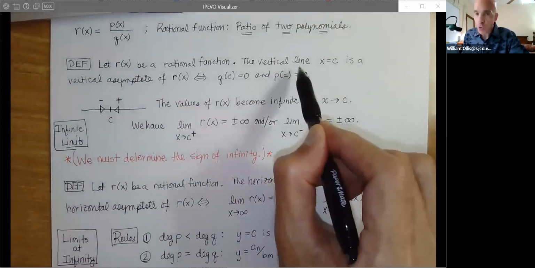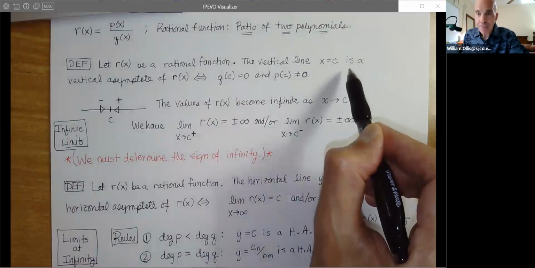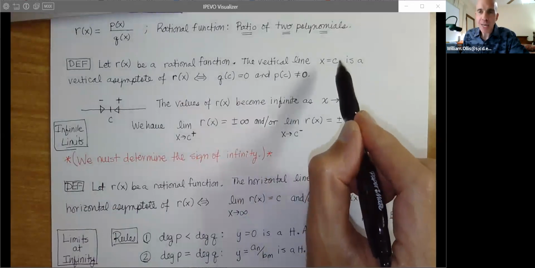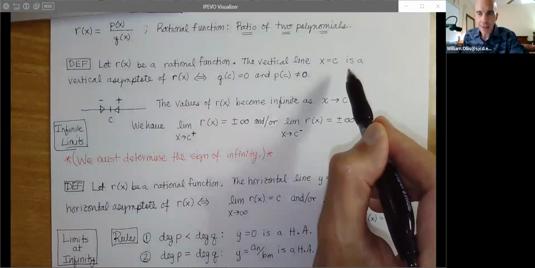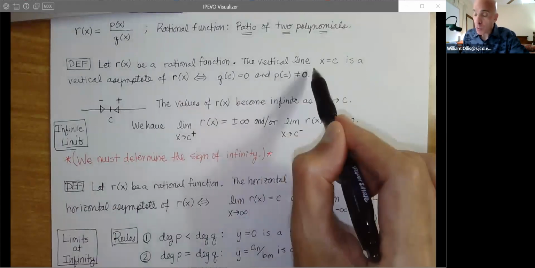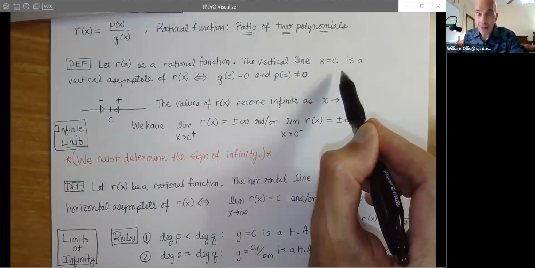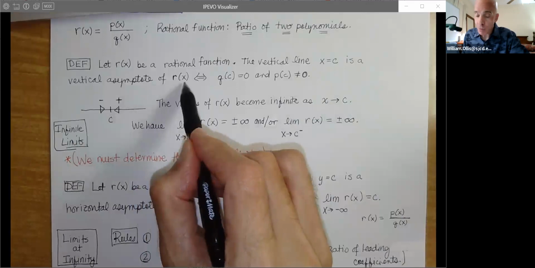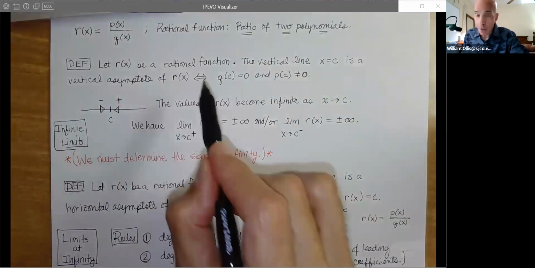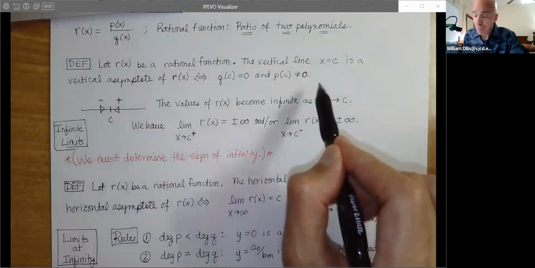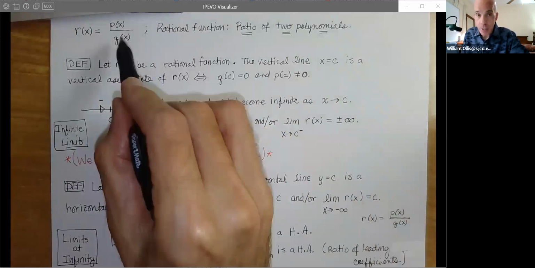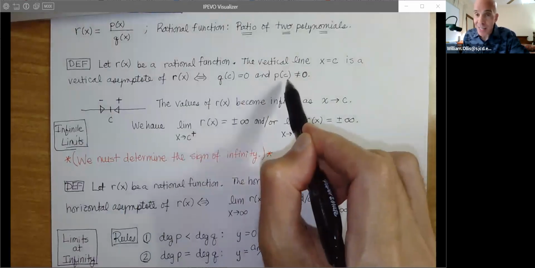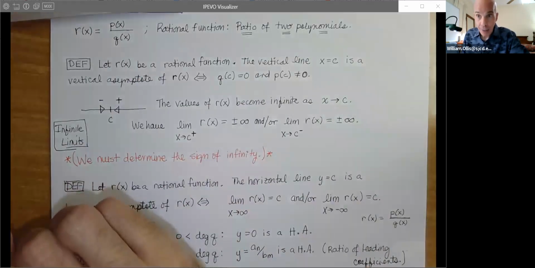So we're going to let R be a rational function like we've defined here. And we're going to say the vertical line X equals C. Now, I can't say this enough. It's like saying the vertex is, you know, H comma K. It's a point. A vertical line is the equation of a line. So we're going to say that the vertical line X equals C is a vertical asymptote of the rational function if and only if, and here are the conditions, Q of C, that is the denominator, is actually 0. C is a 0 of Q, but it is not a 0 of P.